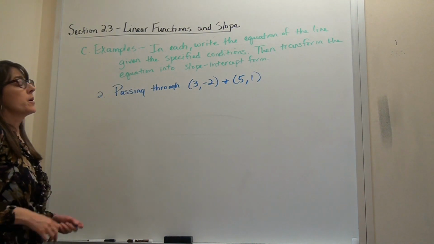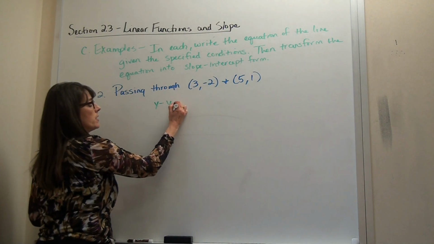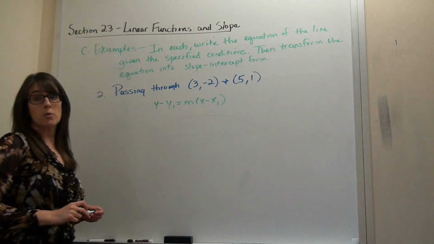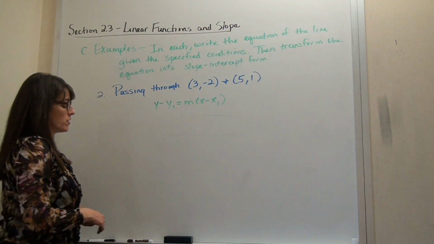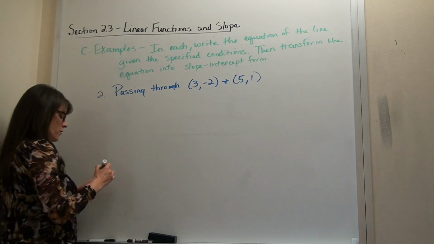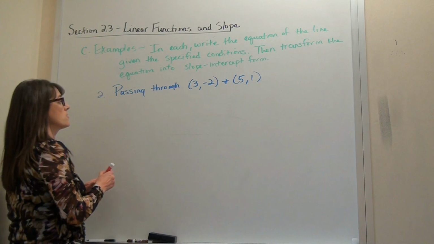Now remember, I can use my point slope form, y minus y1 equals m times x minus x1, but I need a slope. So what I have to do is utilize my formula for slope first and then go from there. My formula for slope says to subtract the y's on the numerator and subtract the x's on the denominator.